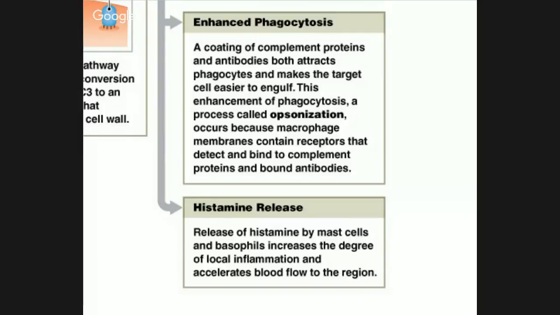What produces the complement proteins? If I remember correctly, they're made by the liver, like most plasma proteins. They just float around in your bloodstream until they're called upon. So sort of like clotting factors, similar.